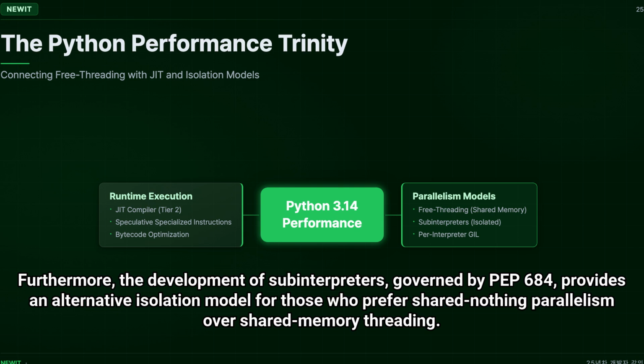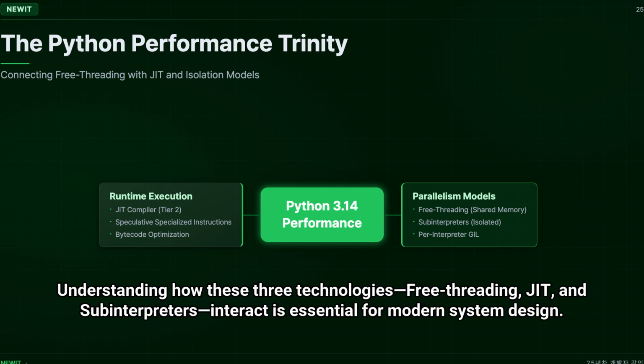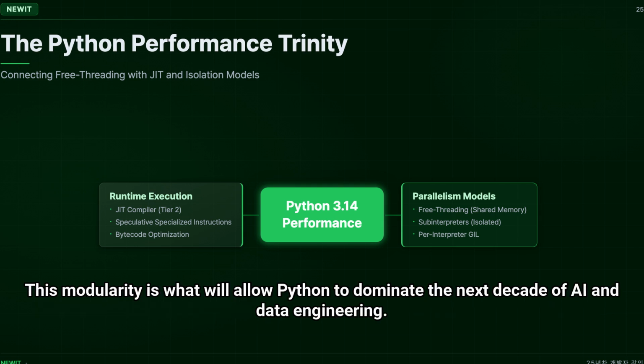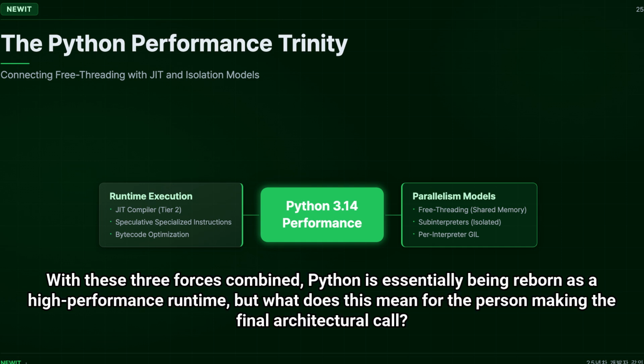Furthermore, the development of subinterpreters, governed by PEP 684, provides an alternative isolation model for those who prefer shared-nothing parallelism over shared memory threading. Understanding how these three technologies, free threading, JIT, and subinterpreters, interact is essential for modern system design. You might use subinterpreters for isolated task workers while utilizing free threading for heavy data processing within a single interpreter instance. This modularity is what will allow Python to dominate the next decade of AI and data engineering. With these three forces combined, Python is essentially being reborn as a high-performance runtime. But what does this mean for the person making the final architectural call?